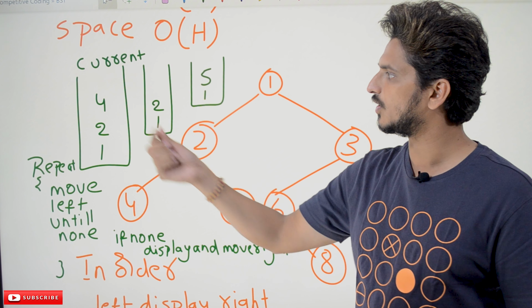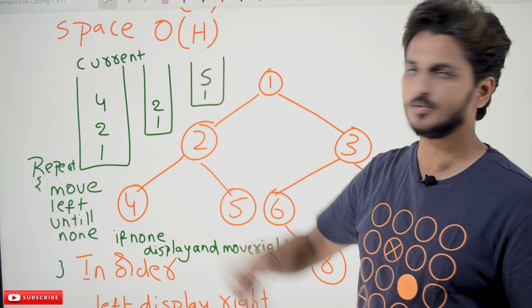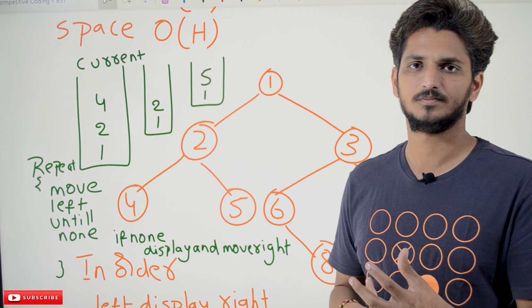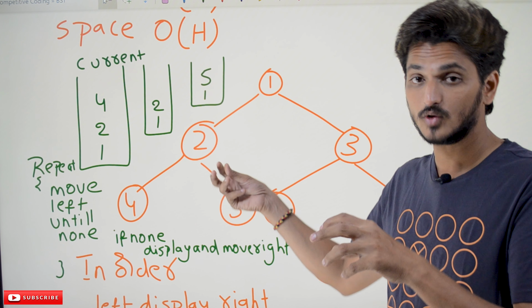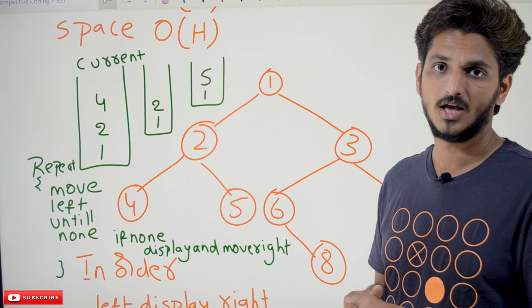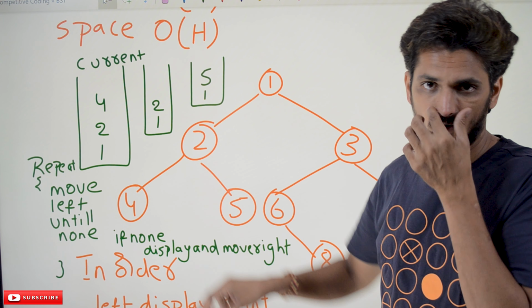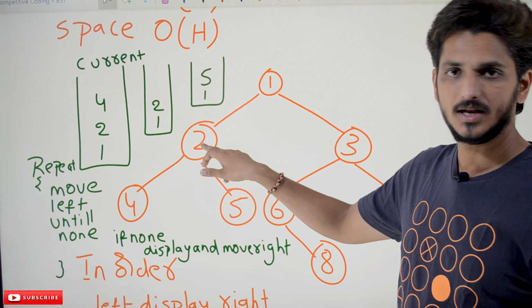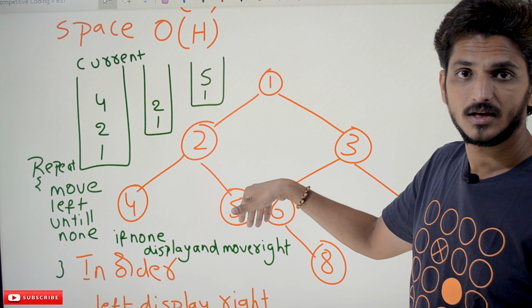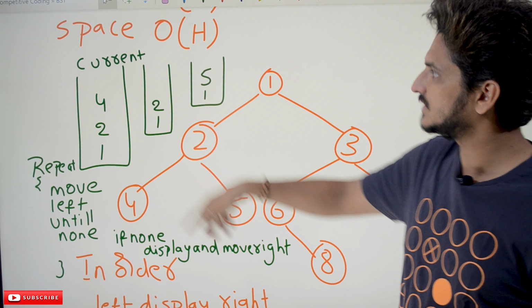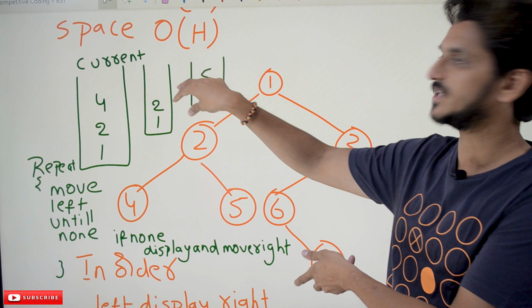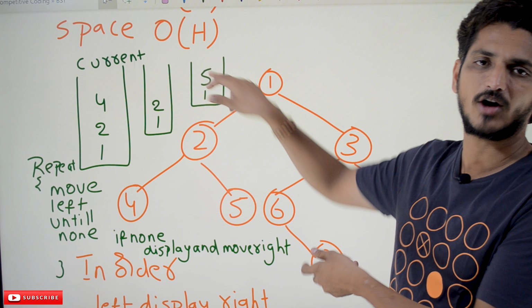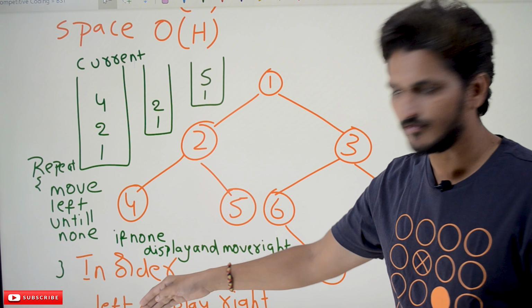Which one are we going to pop? After removing 4, which one are we going to pop? 2. So this is what? Display it. Means here we have to attach it to the double linked list. We need to maintain the previous node and attach it to the double linked list. Move right. Whenever you move right, what is the current node it is pointing to? 5. Push onto the stack if it is not none. 1, 5. Again move left.